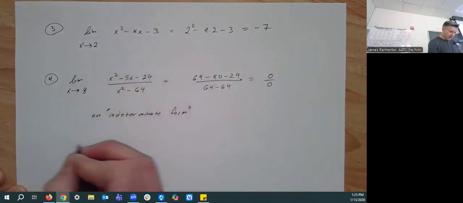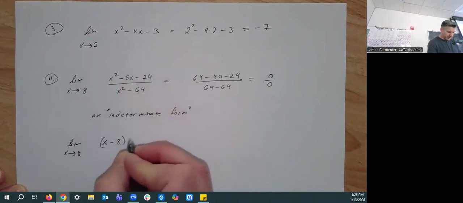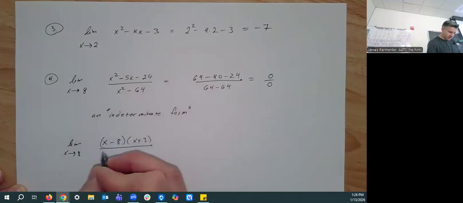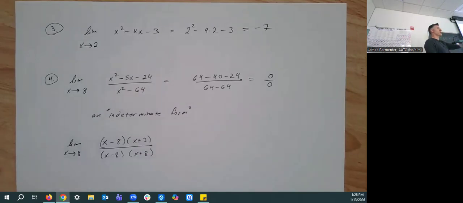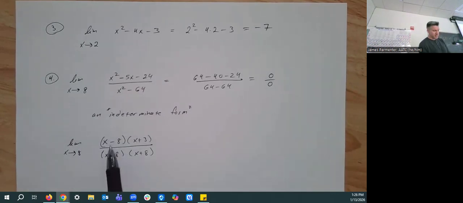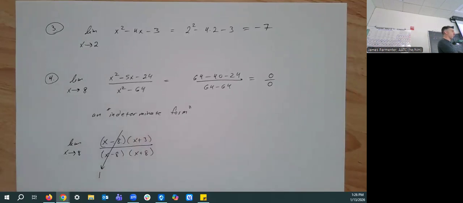For this limit here, we're going to rewrite it as the limit as x approaches 8 of the top, which factors as x minus 8 times x plus 3. The denominator factors as x minus 8 times x plus 8. And here's the thing we have to remember. This limit is asking the question, as x gets really, really close to, but not equal to 8, what value is this expression approaching? Well, as long as x isn't 8, which it's not, because it's like 8.00000001 or 7.9999999, whatever you plug in that's not 8, not 8 minus 8 divided by not 8 minus 8 is going to be 1. Those things cancel because they're both specifically not 0.